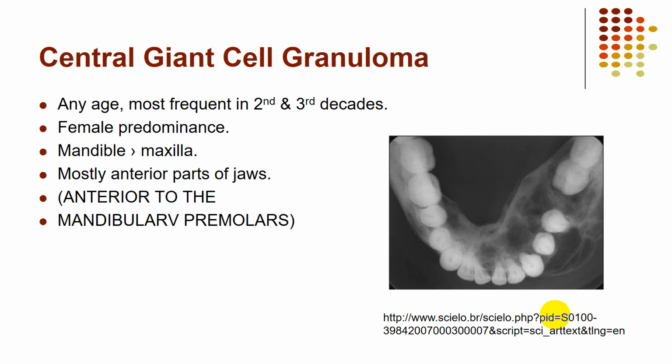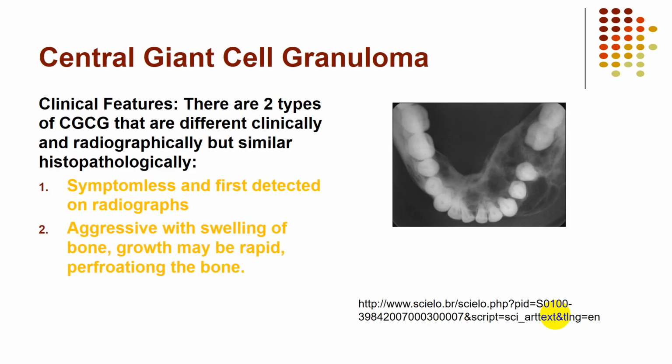Let's talk now about the central giant cell granuloma, and it's very important to recognize that there are two types of central giant cell granuloma. These two types are different. Histologically, they are the same, but they differ in their clinical course, in their treatment, and in their radiographic features. But microscopically, I will see the same finding, multinucleated giant cells in fibrovascular stroma. It is the same histopathology.